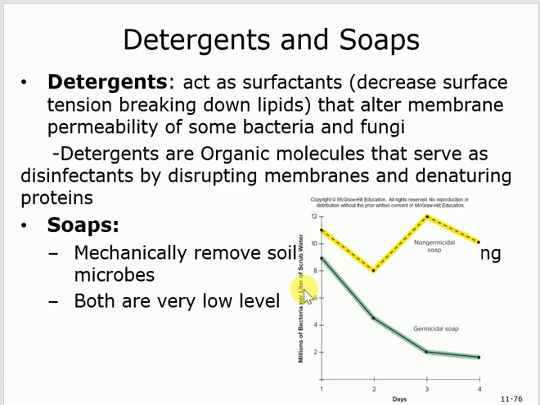How about detergents, like soap, for example? It mechanically removes the microbes, but it will also work as a surfactant. What does surfactant mean? Surfactant means decrease the surface tension and break down lipids. Do you remember the surfactant in the alveoli? Decrease the surface tension of the alveoli to keep it open. Something very similar, the soap, exactly.